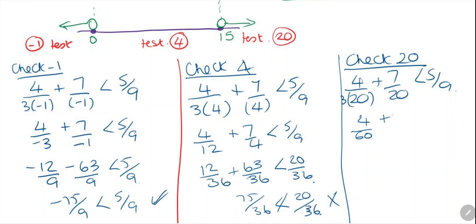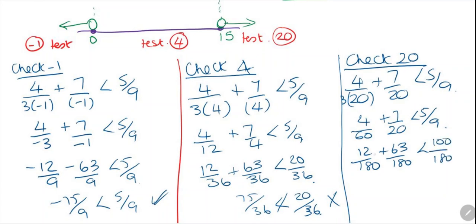so 7 over 20 and 5 over 9. We need a lowest common multiple. So that's going to be 180. So we have 12 over 180 plus 63 over 180. And that would be 100 over 180. So 75 over 180 is less than 100 over 80. So yes, that is correct.